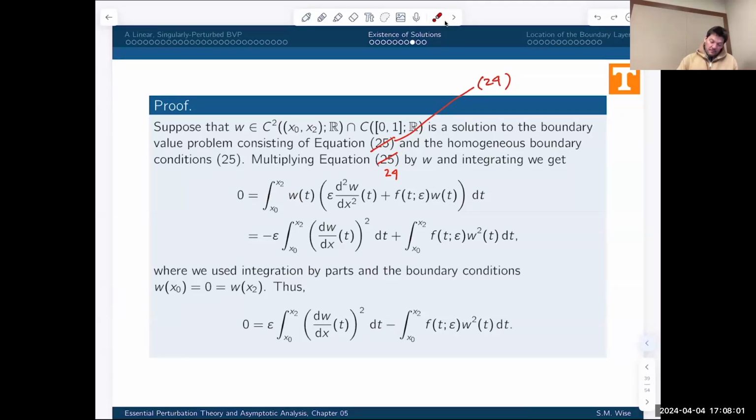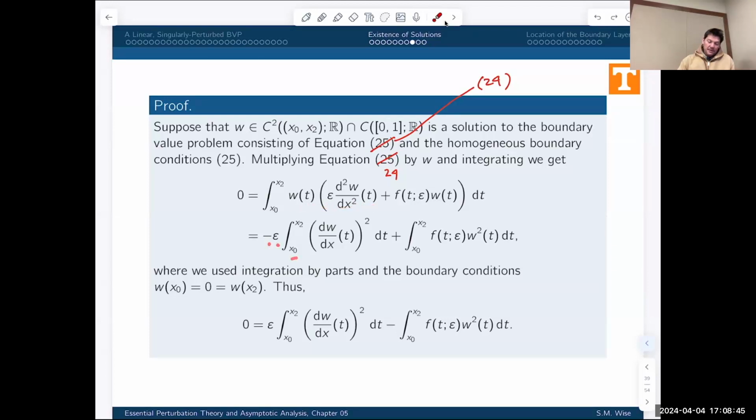Now, what we're going to do is multiply equation 24 by W, and we're going to integrate. So if I multiply equation 24 by W, I get 0 equals the integral, and I'm integrating over the interval x0 to x2. So I have this integral to compute. Now remember that W has 0 boundary conditions, right? It's 0 at x equals x0 and x equals x2. I'm going to take this term here and I'm going to integrate by parts. It's the usual trick.